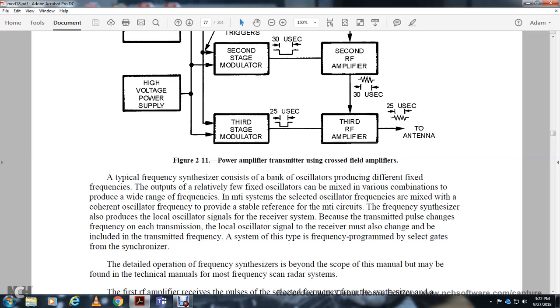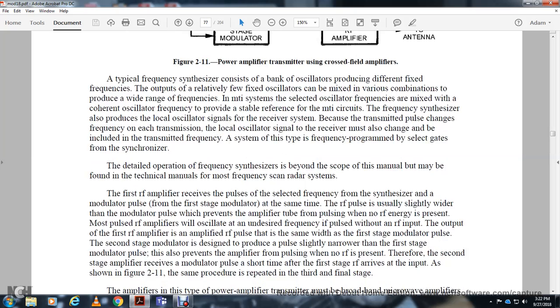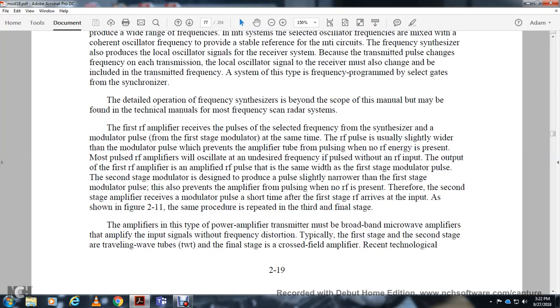The frequency synthesizer also produces the local oscillator signal, synchronized with the receiver. When the transmitted frequency shifts, the local oscillator signal in the receiver must also be changed. In this type of system, the frequency program selects the gate signals from the synchronizer. The detailed operation of the frequency synthesizer is beyond the scope of this discussion, but it may be defined by the technical means of the most common frequency scan radar systems.